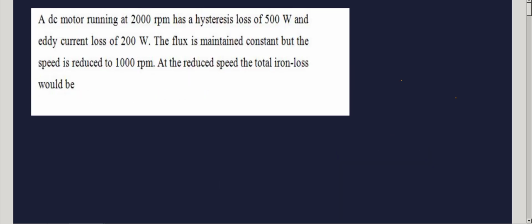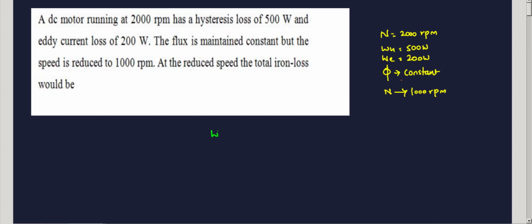Next question. So let's see another question. A DC motor running at 2000 rpm, having a hysteresis loss of 500 watts and eddy current loss of 200 watts. The flux is maintained constant. Carefully observe here, flux is maintained constant. But speed is reduced to 1000 rpm. At reduced speed, what is the total iron loss?